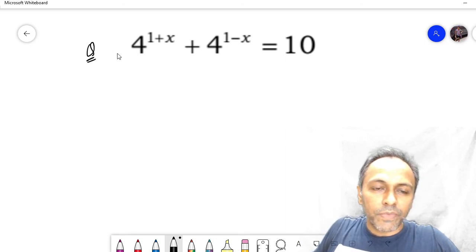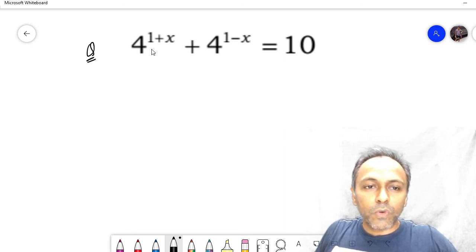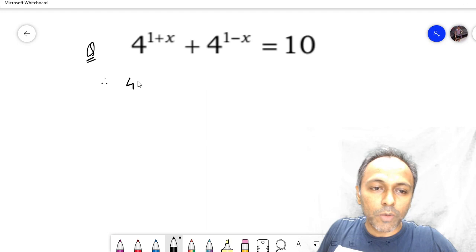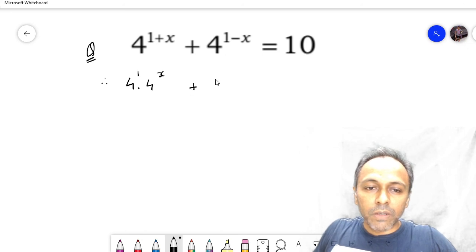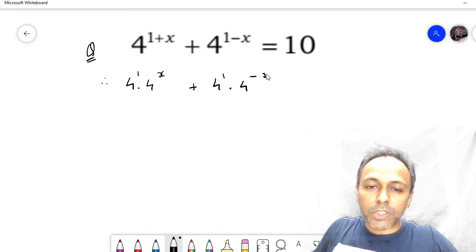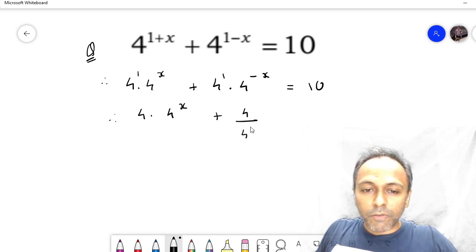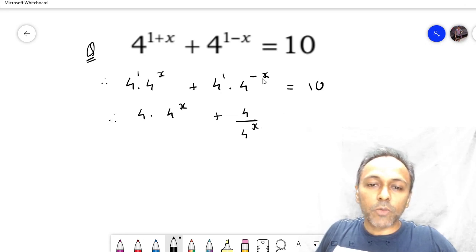Let's say this is the question. So 4 raised to 1 plus x, again you have 4 raised to 1 minus x, so 4 is looking as a common element. We can't take 4 directly out, but in 9th we had a topic called indices, so we can write this as 4 raised to 1 into 4 raised to x plus 4 raised to 1 into 4 raised to minus x is equal to 10. Therefore 4 into 4 raised to x plus 4 upon 4 raised to x. If you want to remove negative power, you can take the reciprocal, it will look positive.